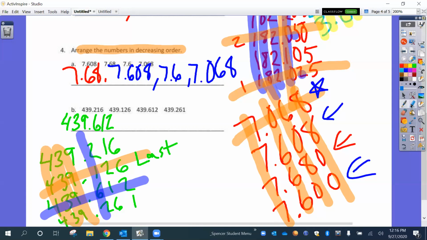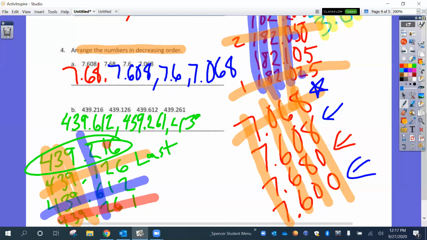Okay, so let's think about the other 2 numbers. Which one would be the next largest? Well, let's look at the next place. Well, that has a 1 in the hundredths place. This has a 6 in the hundredths place. Which one's larger, 6 or 1? Yeah, absolutely, the 6. So let's go ahead and represent that, 439 and 261 thousandths, which must mean that this number is the next largest, 439 and 216 thousandths.